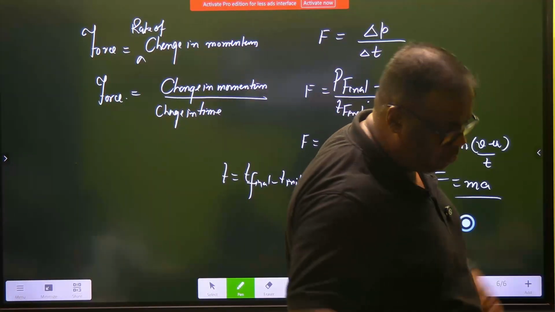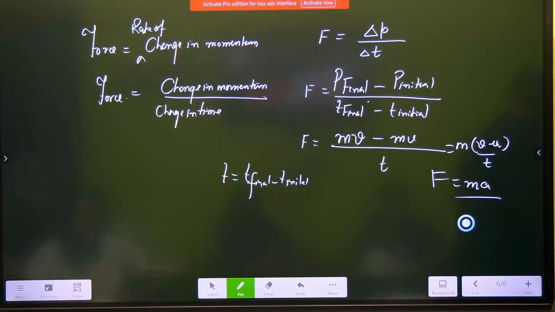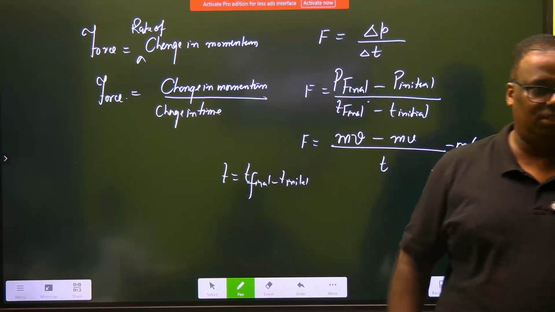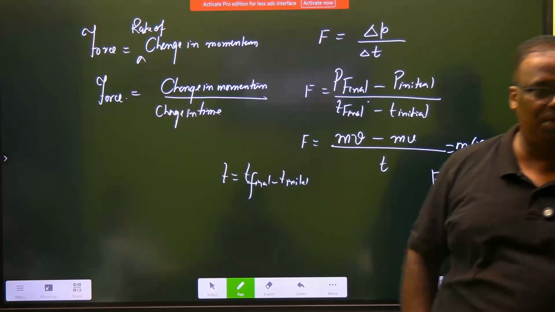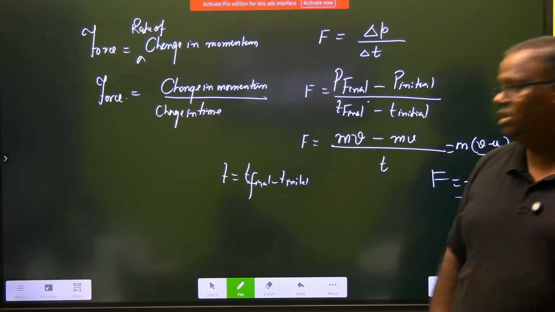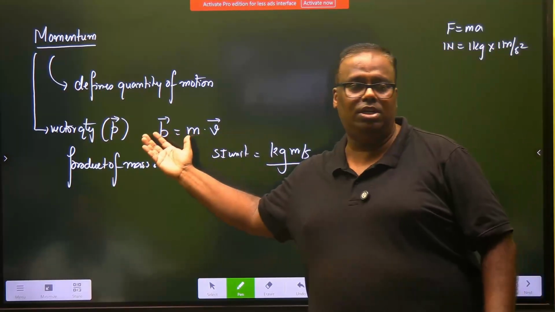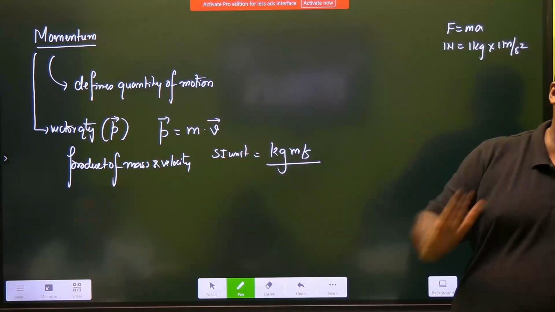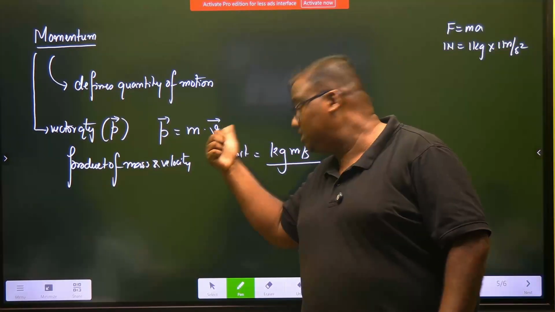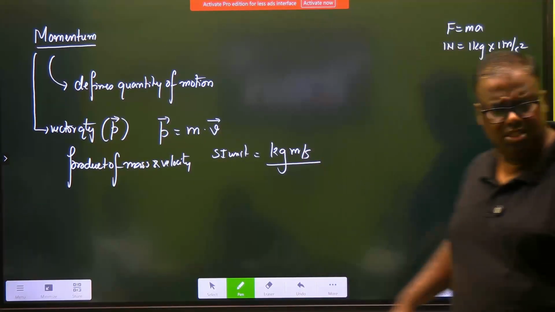I'll keep on saying something. If you feel like you're right, and if you get goofed up, ask me again. Force is defined as the rate of change of momentum. Question arises, sir, what is momentum? A vector quantity which defines the quantity of motion associated with a body. It is obtained by the product of mass and velocity. Its direction is whatever is the direction of velocity. Its SI unit is kg meter per second.